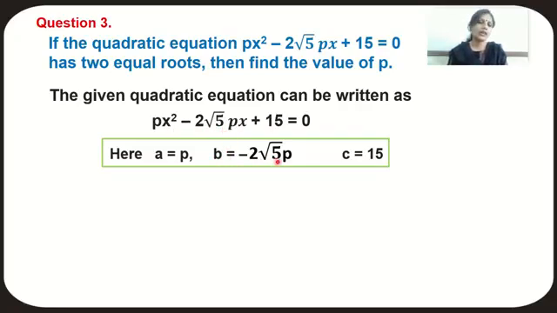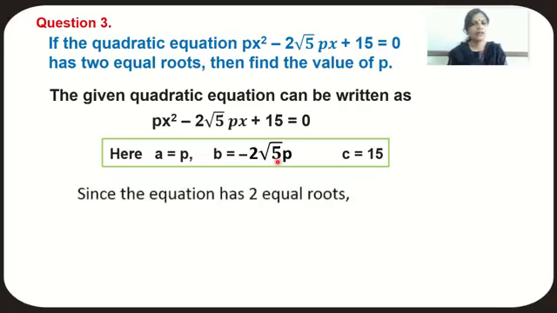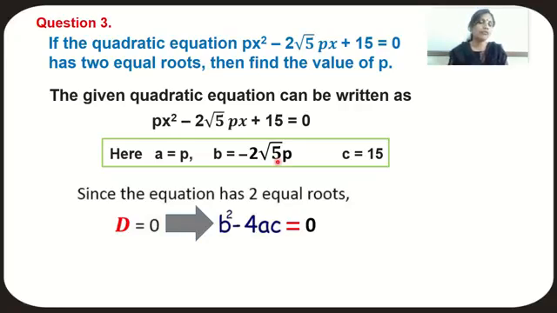Now since the equation has two equal roots, the condition is that the discriminant is 0, and so we will have b square minus 4ac is equal to 0. Let us substitute the values now. b square, so minus 2 root 5p the whole square, minus 4 into p into 15. This will be 4ac. So we get minus 2 root 5p the whole square minus 4 into p into 15 is equal to 0.